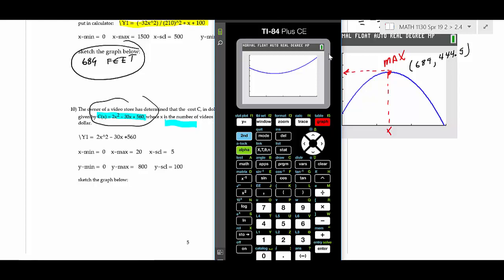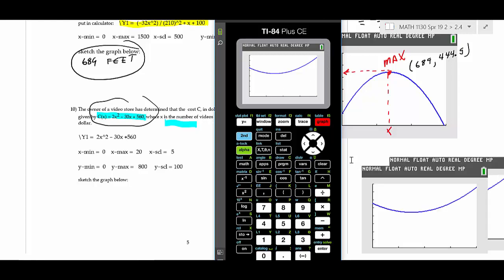All right, so doing that, you just do basically the same thing. Just go second trace. Then this time you do a minimum, so you do option 3. And then you do the same thing with the bounds. Get a left bound, so make sure it's to the left of the vertex. Get a right bound, make sure you get to the right of that. And then when it says guess, press enter. Then out should pop your minimum.